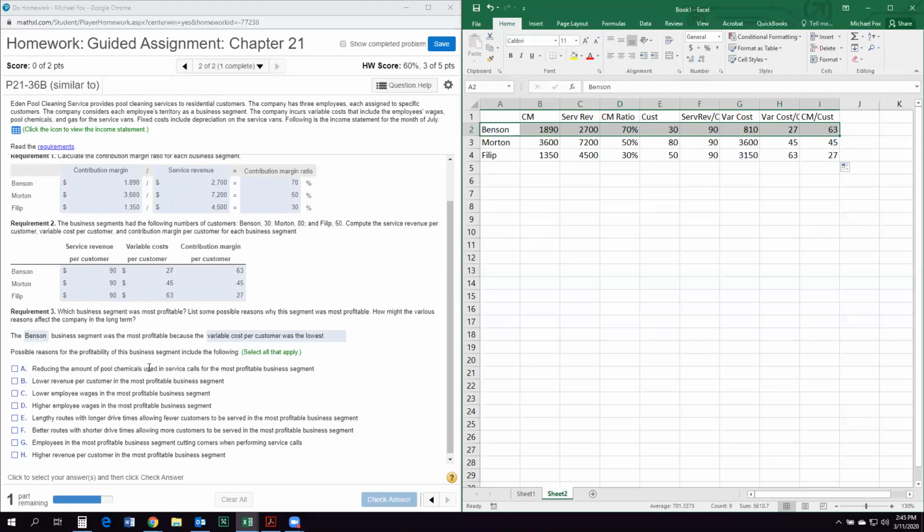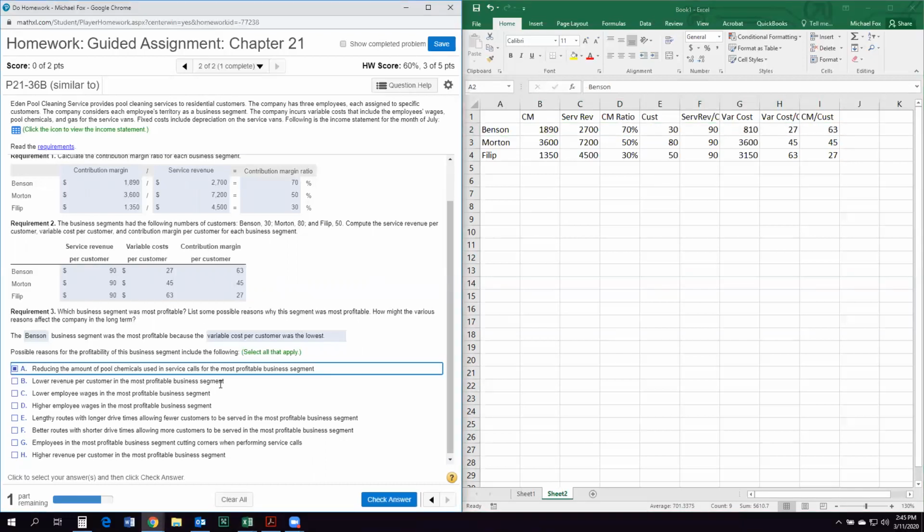So possible reasons, profitability of the business segment. They're asking us to look for the reasons that could lead to this. So reducing the amount of pool chemicals used in service calls for the most profitable business segment, that could be a reason, right? Part of the reason this cost could be low is because he's not using as much chemicals. Revenue per customer doesn't play into this because revenue per customer is the same for all of them. Lower employee wages could lead to the most profitable business segment for sure, but higher employee wages wouldn't do that.